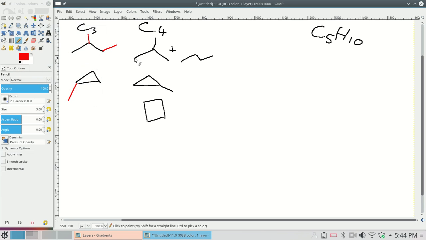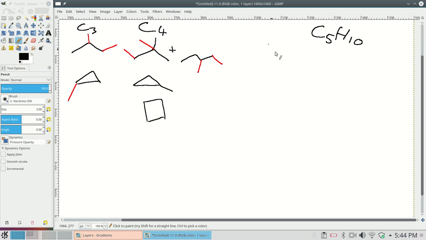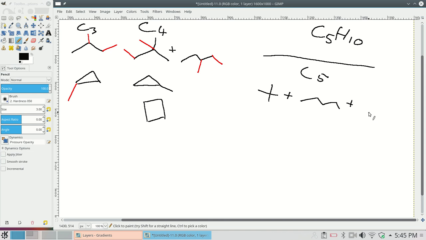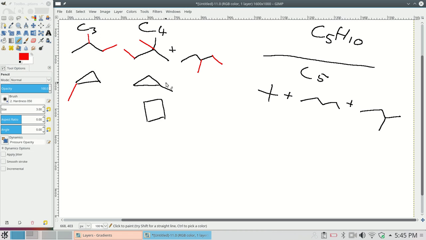So now if we just do that again for our non-cyclic structures, we end up with the ones that you've already seen before, and you know that 2 of them are actually going to be the same in the C5 case. I'm just going to draw it down here now. So for C5, we end up with this structure plus the fully linear structure plus the branched structure like this.